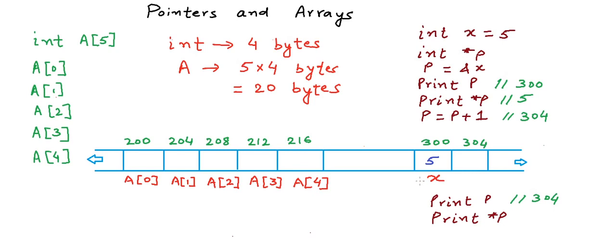It's like we know that Mr. X lives at address 300, but we do not know who his neighbor is who lives at address 304.